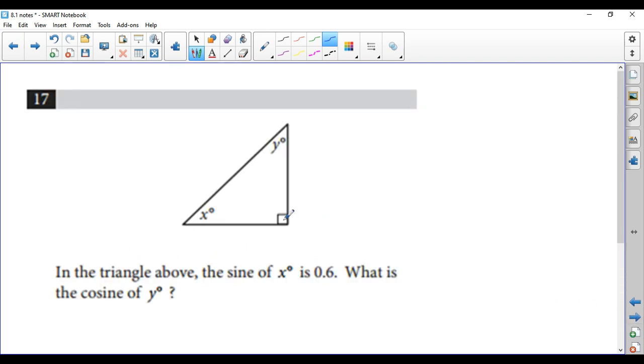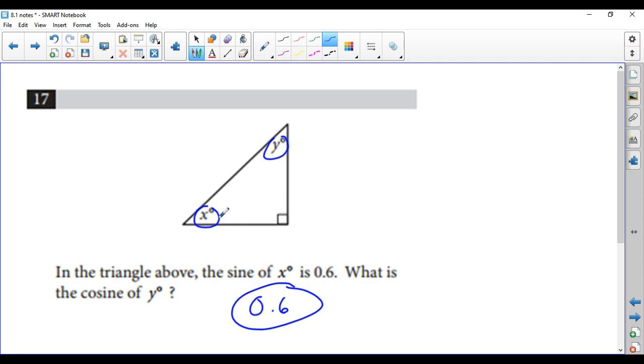The next couple examples are from SAT and PSAT problems, where if you know this cofunction relationship, you can solve the problem without any real calculations. Here, we're told that in this triangle, the sine of x is 0.6, opposite over hypotenuse is 0.6. And the question asks, what is the cosine of y? If we look at this, angle x and angle y are complementary angles. And the rule says that cofunctions, sine and cosine, of complementary angles are equal. This was a gridded problem, and the answer is 0.6.